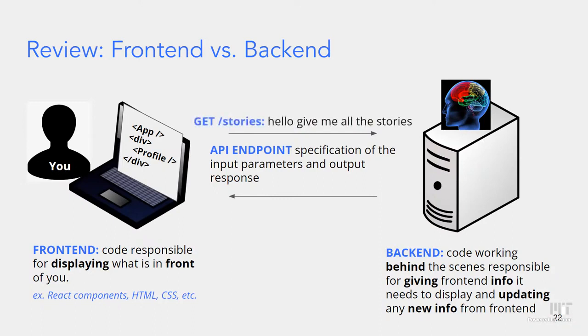And so a more concrete example is if we take an API endpoint, say /stories. If we have the GET /stories, the front end may tell the back end, hey, give me all of the stories that you have. And in response, the back end will say, hey, here's all the stories I have for you to display on the front end side of your application.